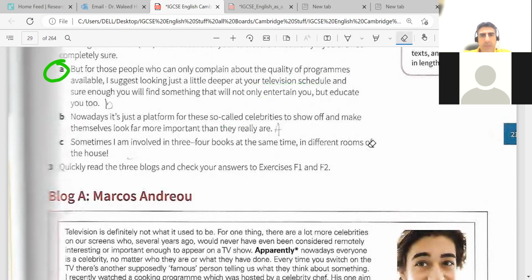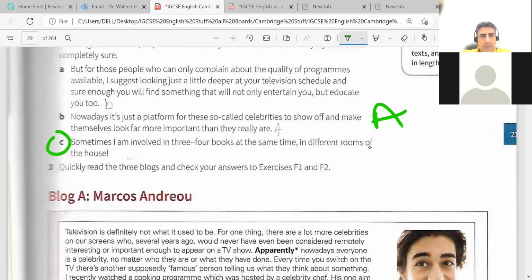What do you think? A. Well done, MashaAllah. Perfect. Yes, you are right. A. Why? Because as you can see here, A is complaining about the misuse of TV nowadays. Most people misuse the main purpose of having television. What about C, the last one?